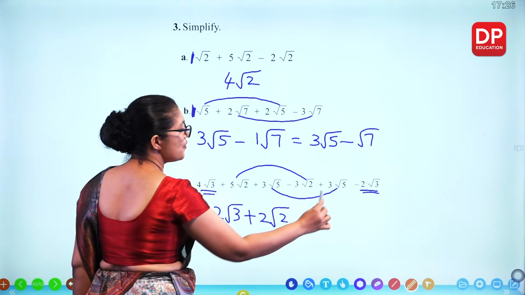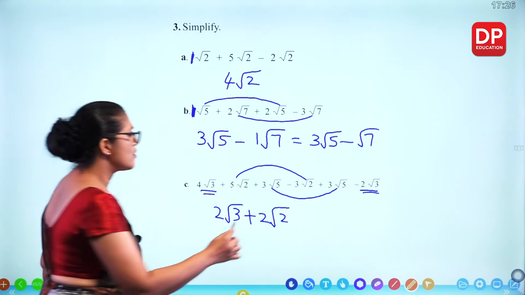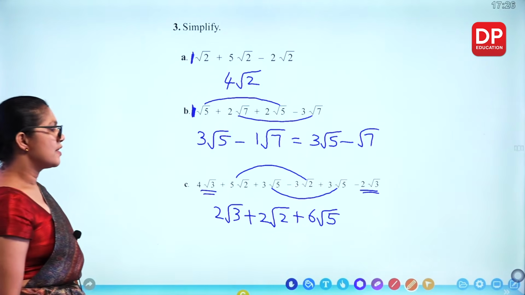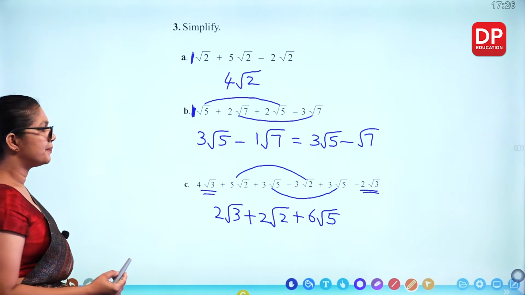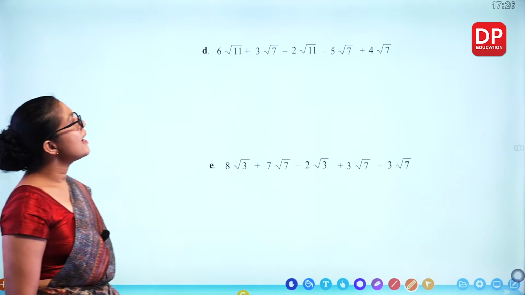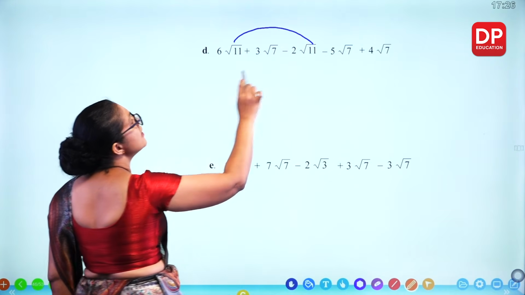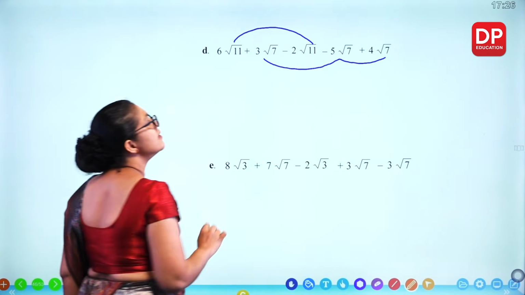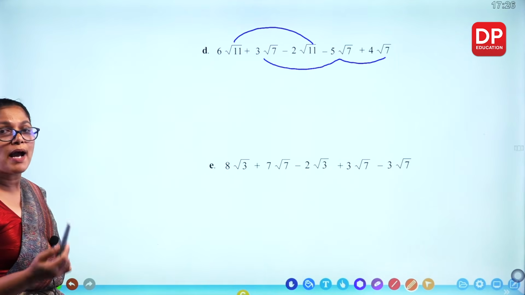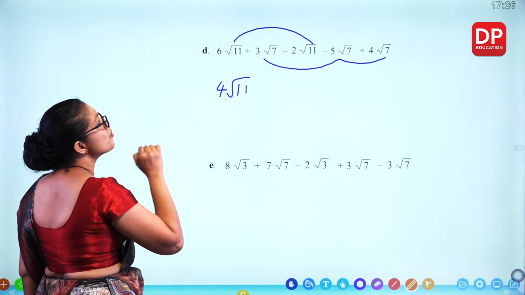This one, 3 root 5 plus 3 root 5. 3 plus 3, you get 6. 6 root 5. We can't simplify further. Now we'll look at this one. What are the like terms? Root 11, 7's here. So you can simplify separately. 6 minus 2, you get 4. So you get 4 root 11.